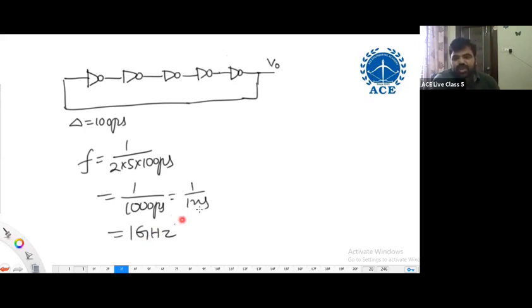The frequency has to be changed. For a given technology, inverter delay is fixed. Then what should I do? Calculating frequency. How to calculate frequency? F equals 1 by 2n delta. But frequency must be modified. Then what should I do? I change the number of inverters. There is no limitation for that.